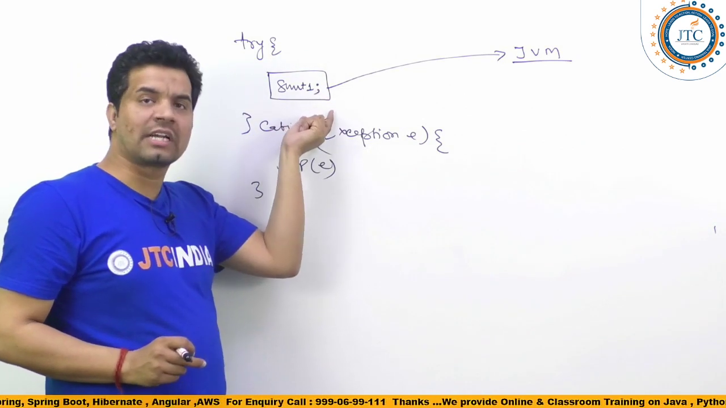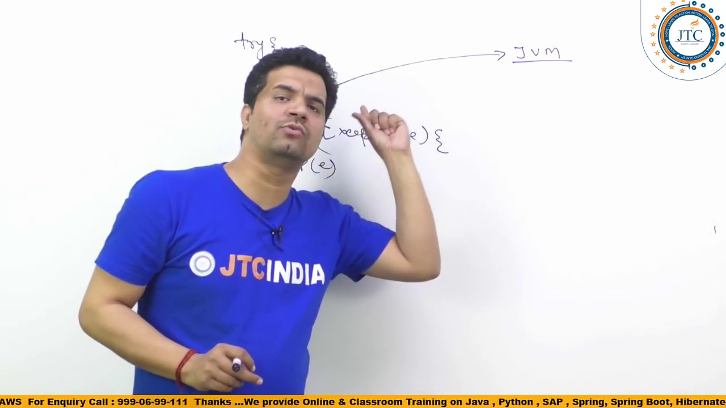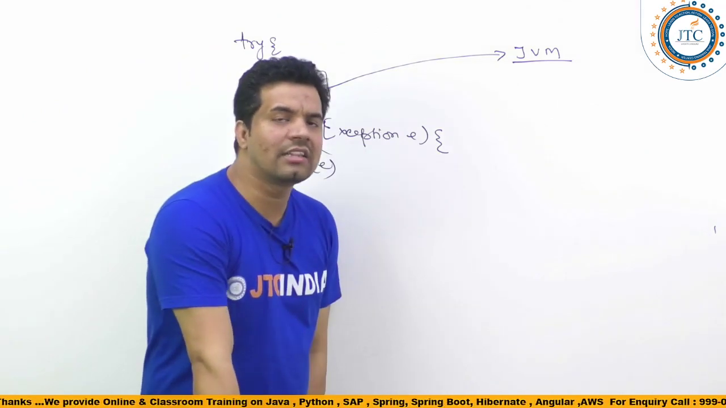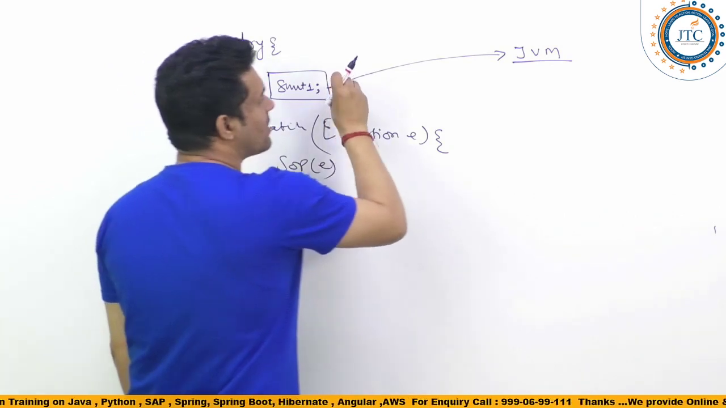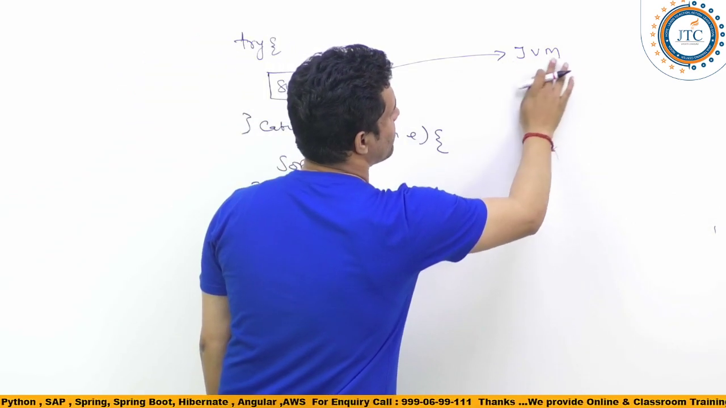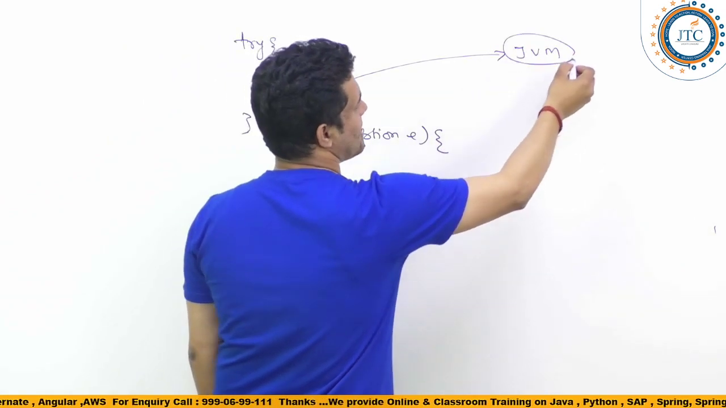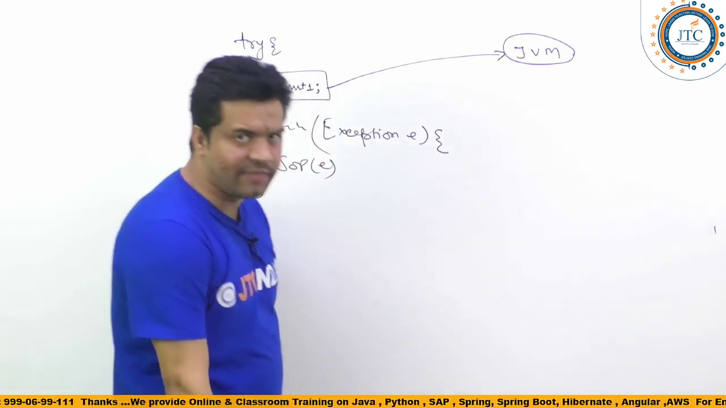Here some unexpected scenario occurred, and that's the reason the control is being transferred to the JVM. Whatever control you have, it is being transferred to the JVM in this case. Is that clear now? The control which is there has been transferred to the JVM.